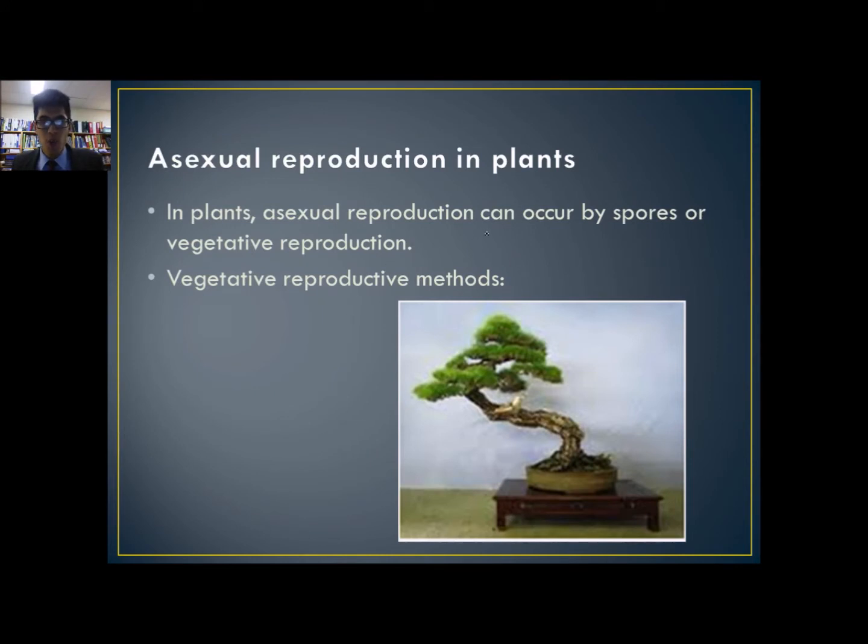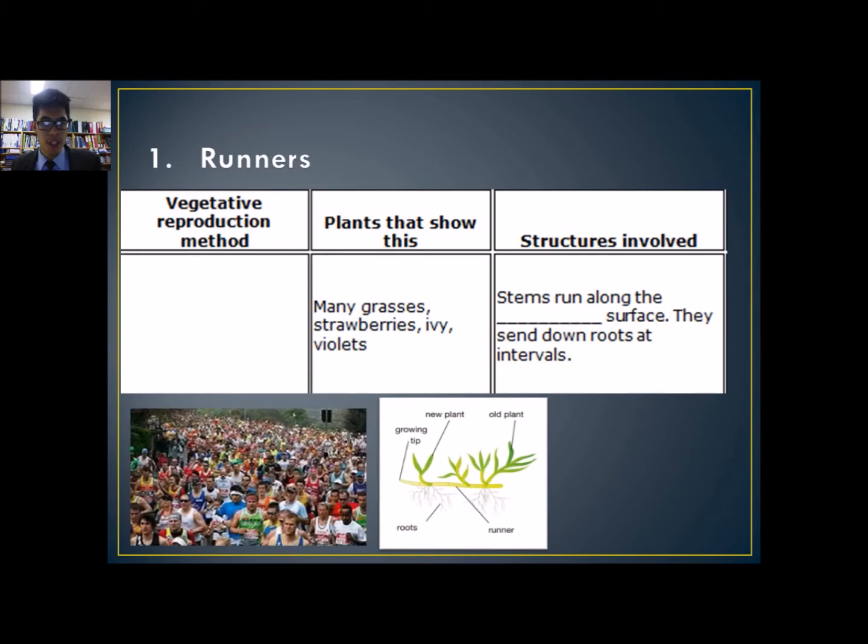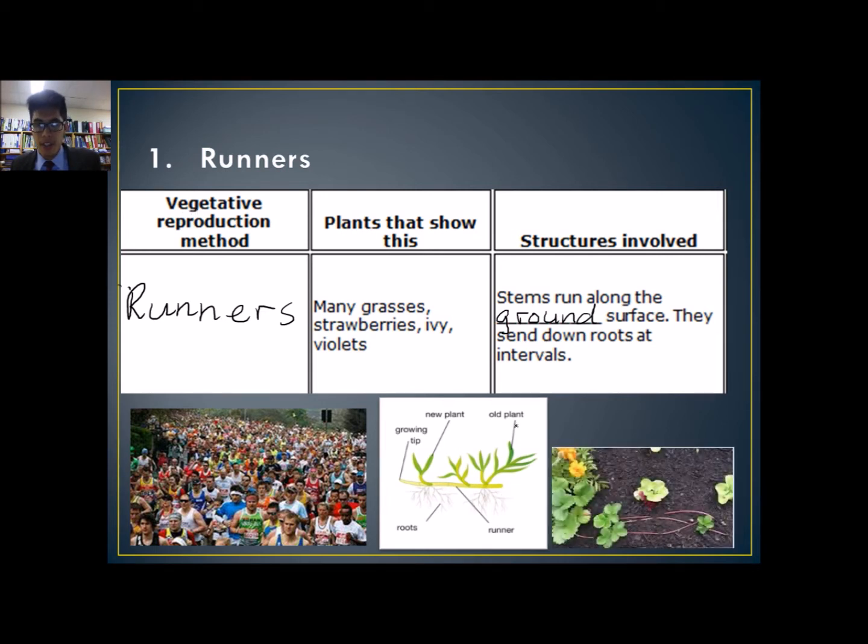In plants, asexual reproduction can occur by spores or vegetative reproduction, and these are the following vegetative reproductive methods. So you've got runners, stem tubers, bulbs, underground stems, root suckers, tap roots, and these are runners. Now we're not talking about these runners over here. We are talking about runners that look like this down here. So runners, and along the stems run along the ground surface. And they send down roots at intervals. So over here this is the ground and it's sending roots down. Just like this in this strawberry plant over here.